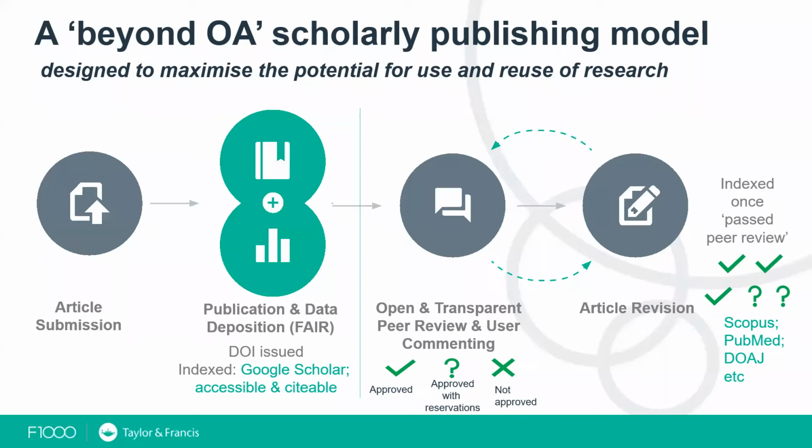The published article is clearly marked as awaiting peer review, but it will already be assigned a DOI, which is a digital object identifier, and it is immediately available to the wider community to be read and cited, and is also indexed in Google Scholar. After the publication, the peer review stage is initiated.